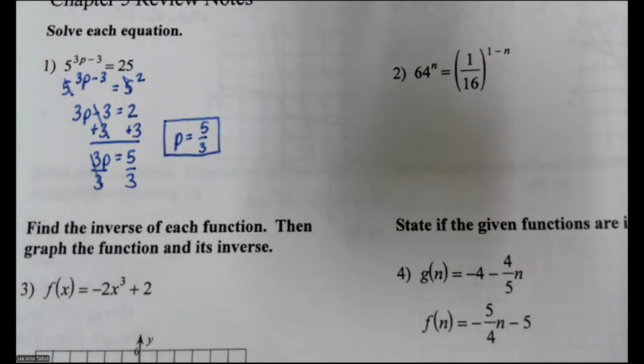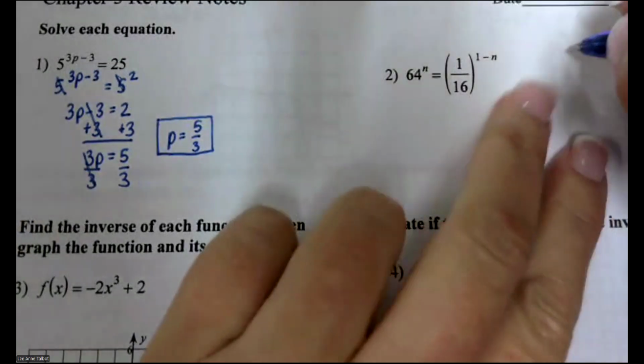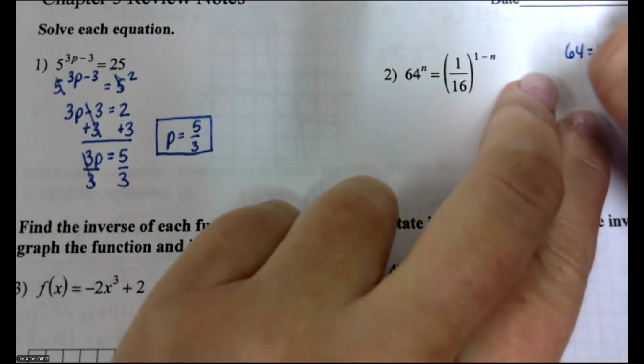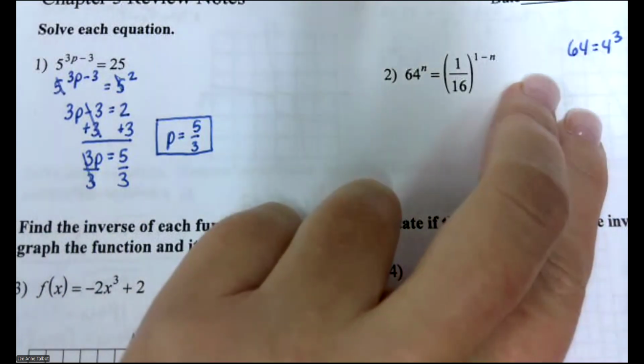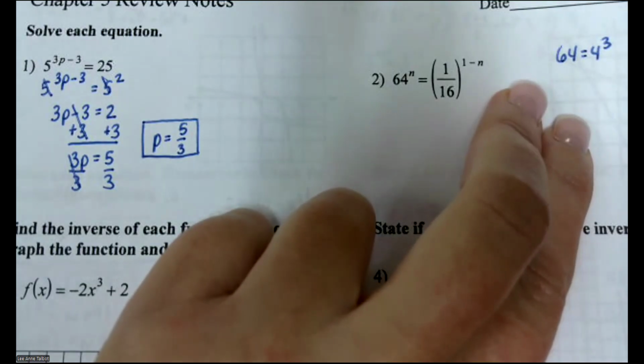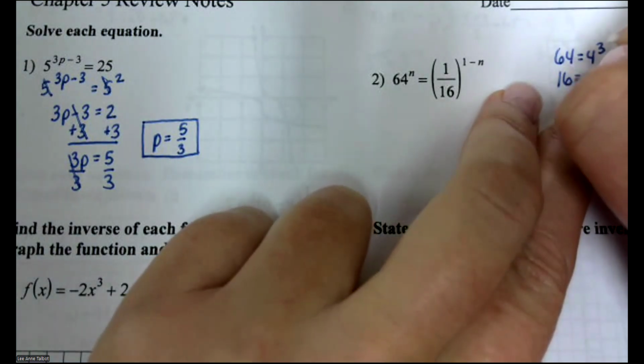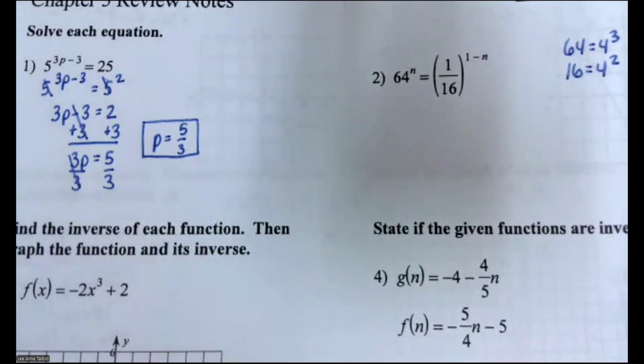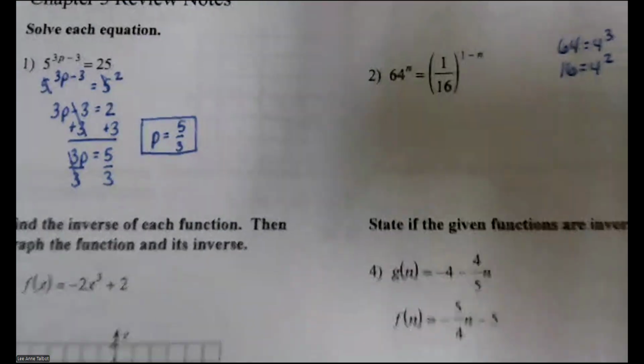Okay. Number 2, what base should I use here? And the answer is not 8. 4. Okay, so over here, I'm going to say 64 equals 4 to the third. And 16 equals 4 squared. These are just my little references I'm going to use. No problem.